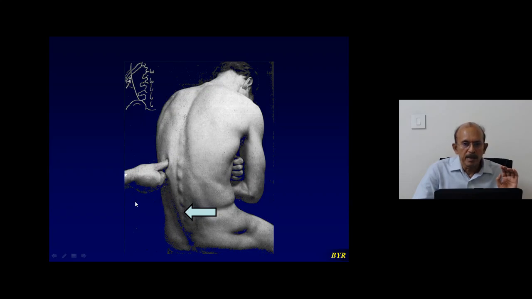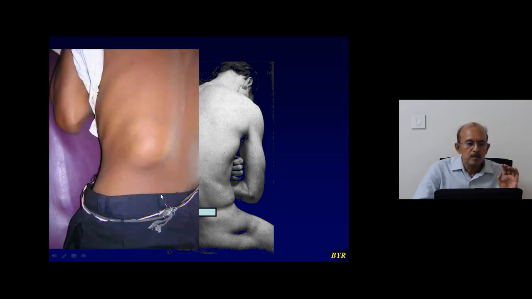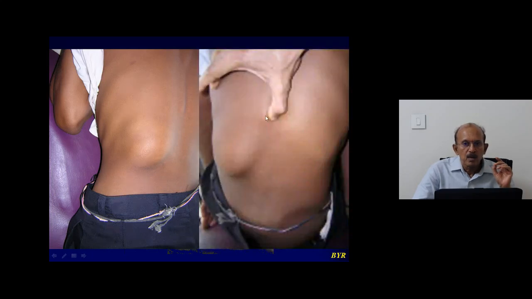So examine the spine. This fellow is having fullness in the loin region. A tender lump is there. When you examine the spine, this particular spinous process is very tender. What does it mean? This is probably an abscess originating from disease in the spine.